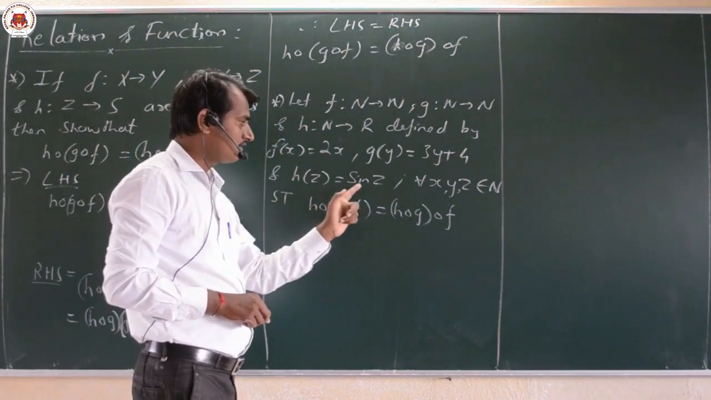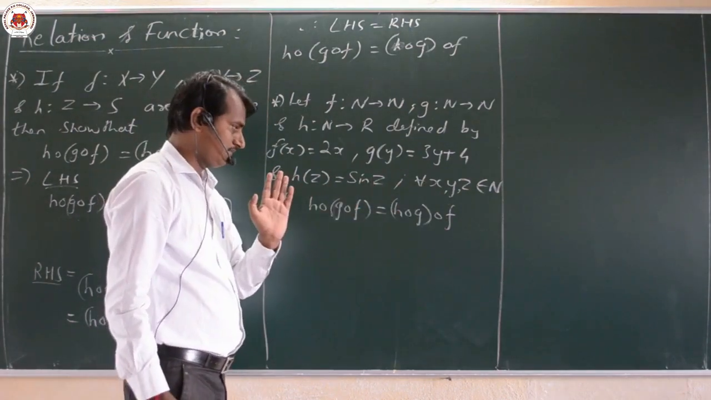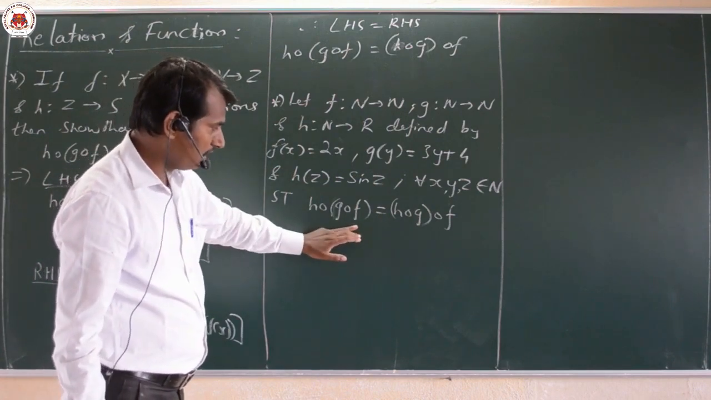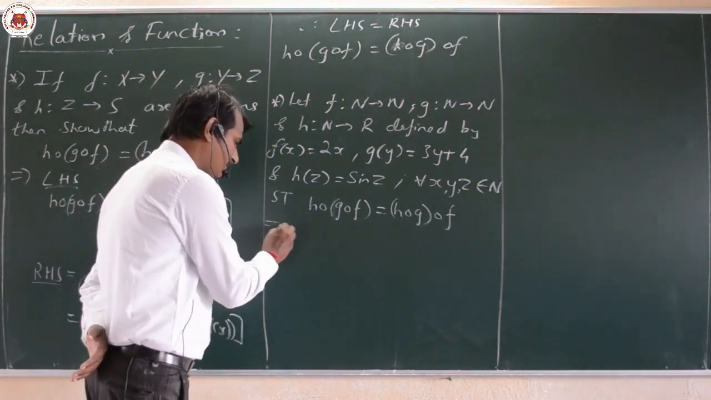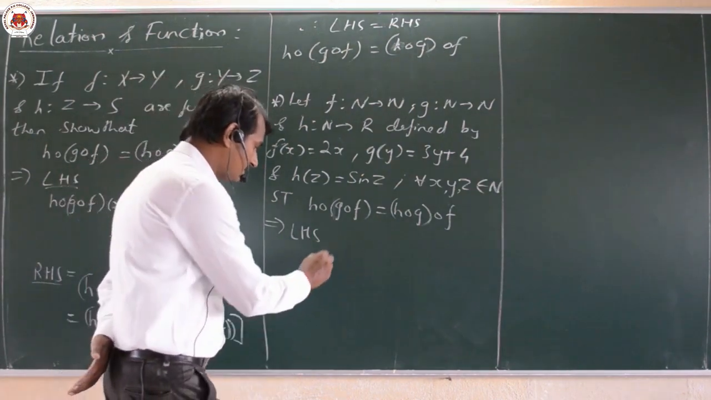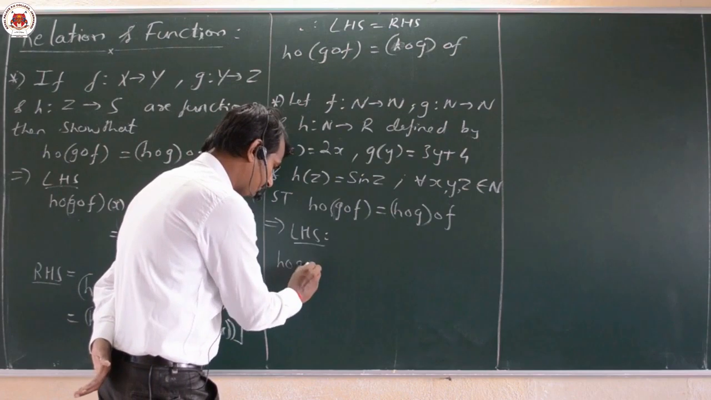Okay, h of z is equal to sin z for all x, y, z belonging to the natural numbers. What do we require to show again here? We require to show (h∘g)∘f equals h∘(g∘f). So, same as before, we will try here. First of all, we'll look at the LHS. The LHS is h of g of f.